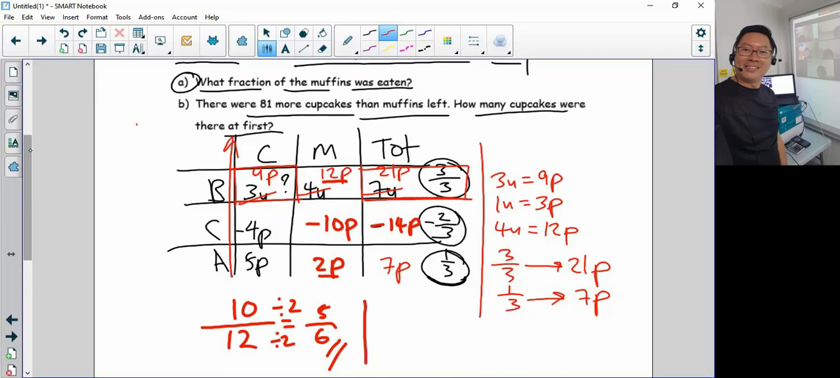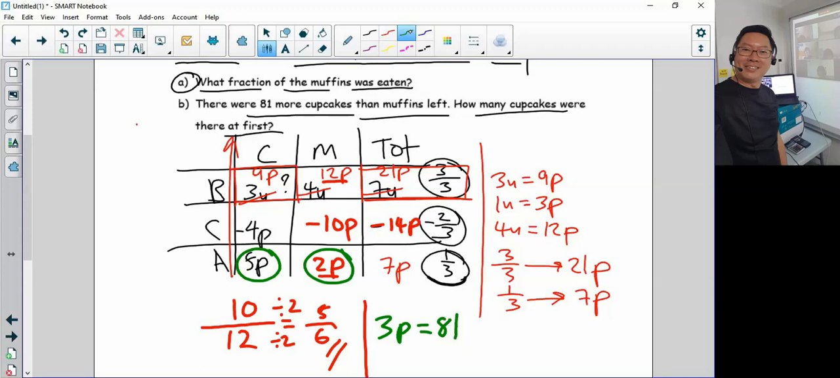Also not very hard. Part B, you can see that if you look carefully, there were 81 more cupcakes than muffins left. So you're comparing the cupcakes left and the muffins left. So how many more parts of cupcakes than muffins left? There must be 3 parts more. And 3 parts is equal to 81 more, right?